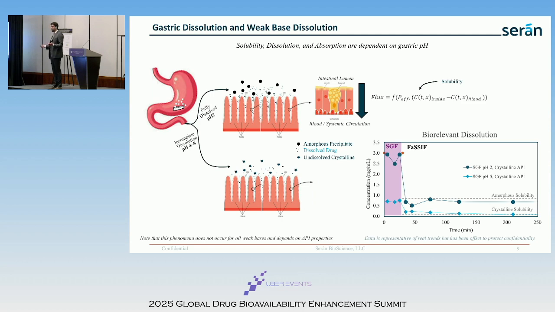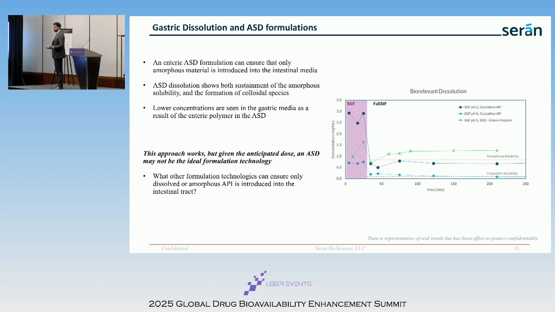So one obvious solution is an amorphous solid dispersion. That's exactly what we did here. We formulated an enteric SDD and put it into our pH 5 dissolution, right? So it's an enteric polymer, so we're not releasing as much API into our gastric media. But then as soon as we get into our intestinal media, where we have the pH 6.8 and the polymer solubilized, we're able to release the drug. And we're able to sustain our amorphous solubility throughout the duration of the experiment.